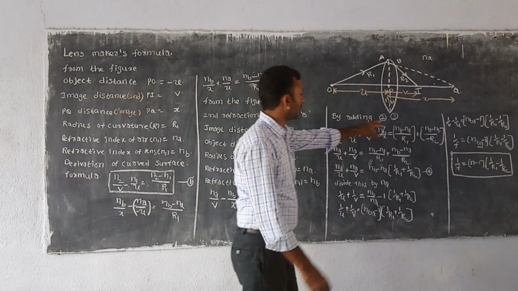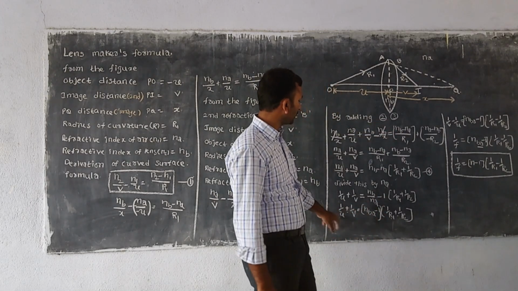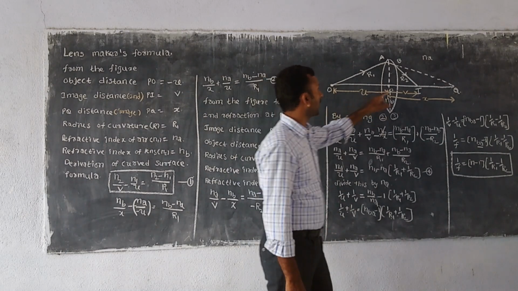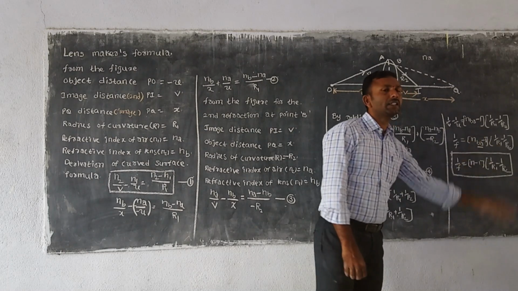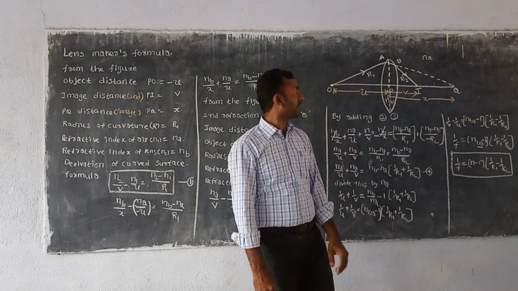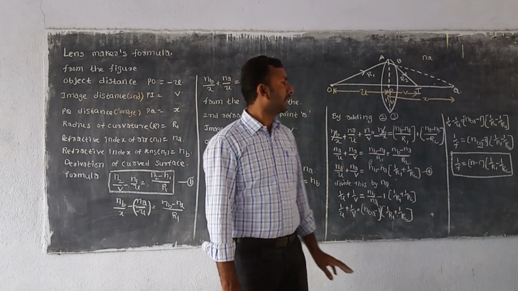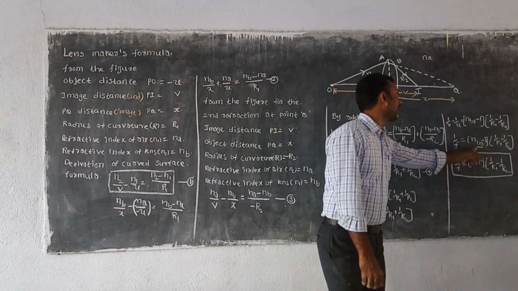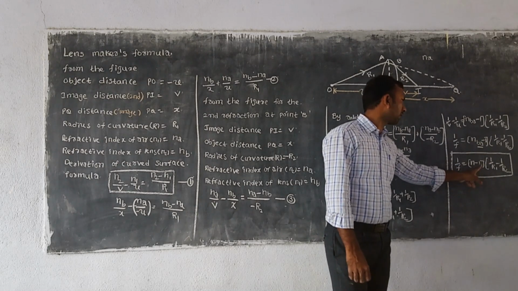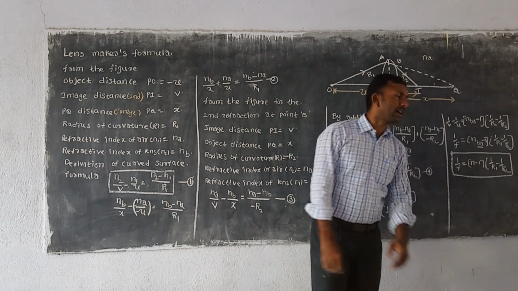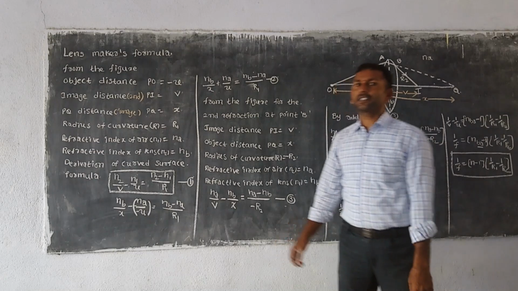By adding 2 and 3 we got this value, and if we apply the sign conventions, the U value is negative and the R2 value is also negative. If we take the thin lens refractive index as almost equal to the refractive index of air, the NBA value becomes n. So 1 by F equals n minus 1 into 1 by R1 minus 1 by R2. This is the lens maker's formula.